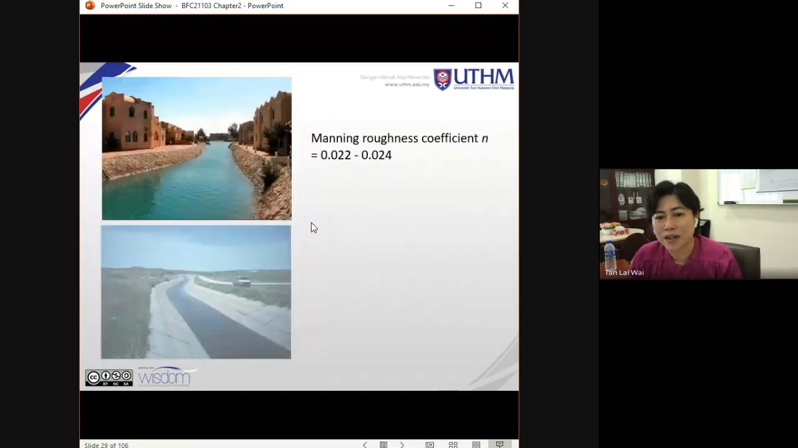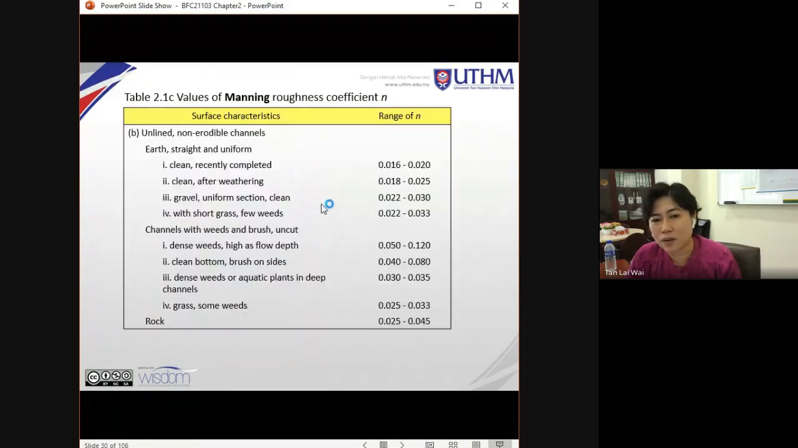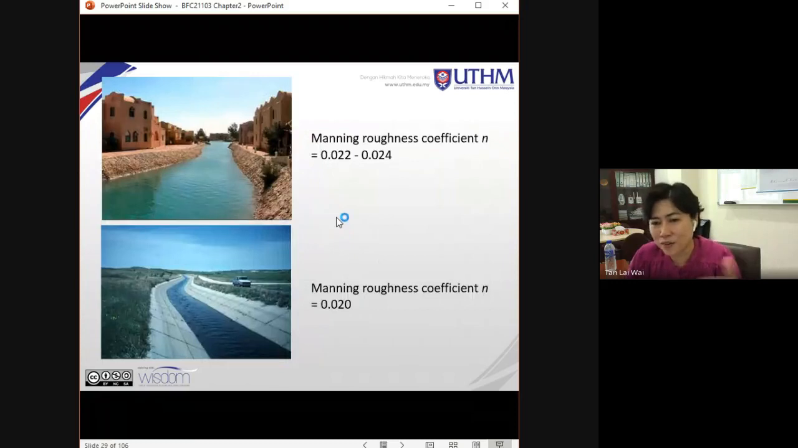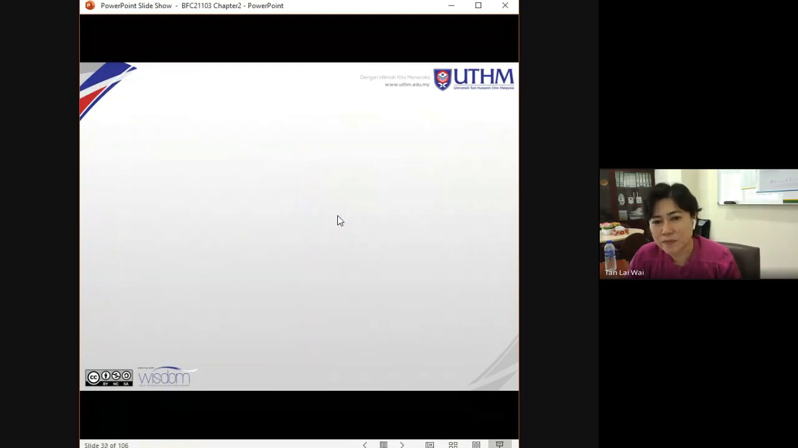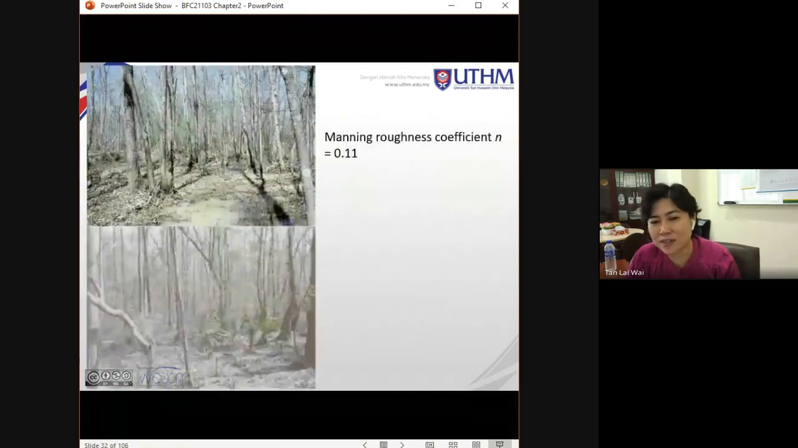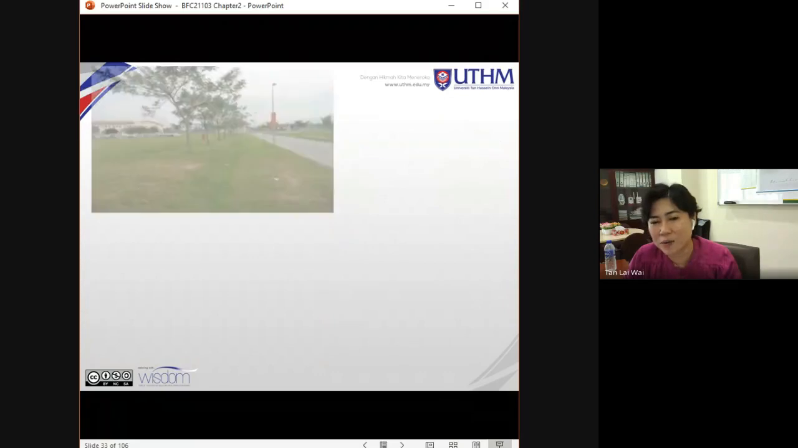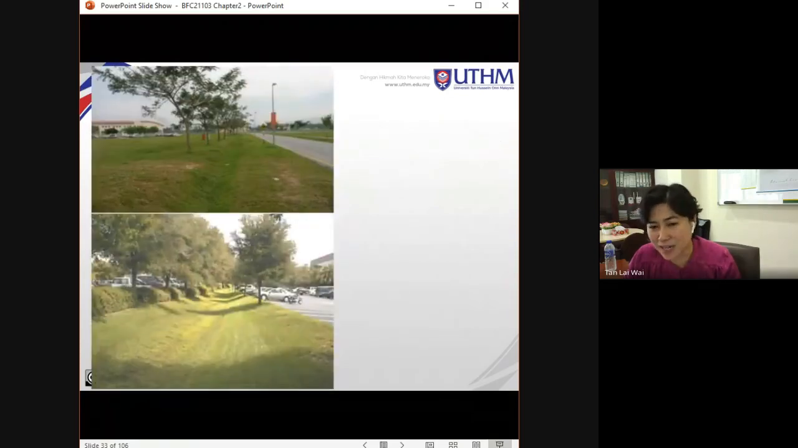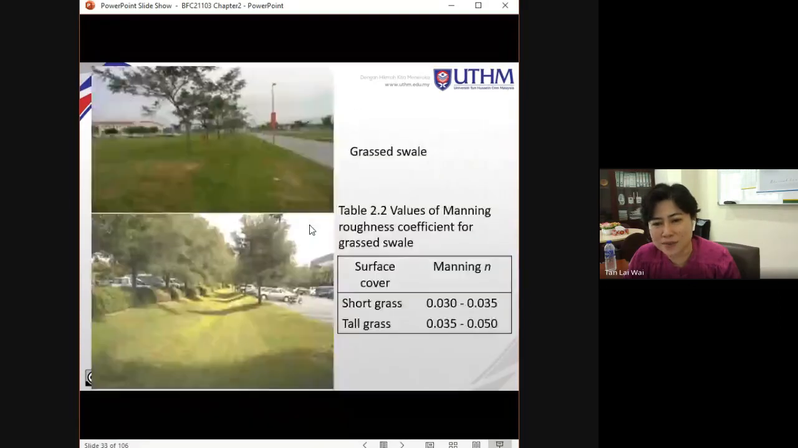So these are some more representative values of the many roughness coefficients. I took all this from Ven Te Chow. And this one, I believe, I took from a technical manual of the US, if I'm not mistaken.